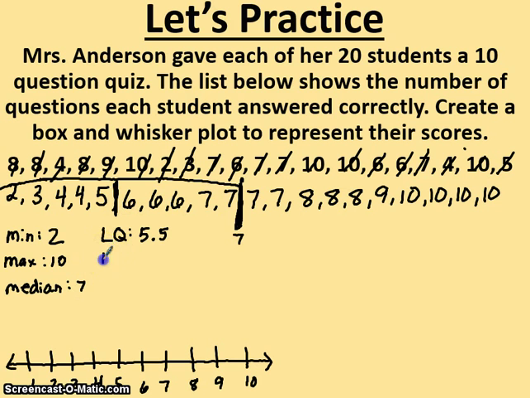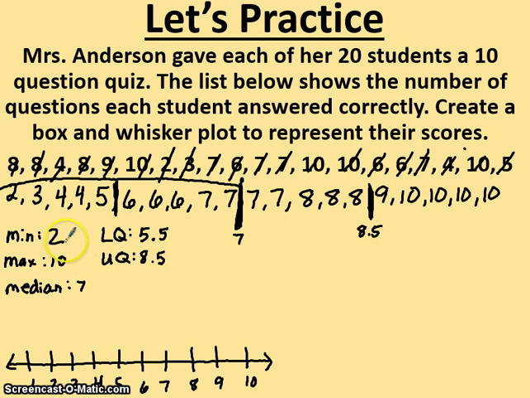Now we need to do the same to find our upper quartile, just using the upper half of the data. There are 10 above the median, so 1, 2, 3, 4, 5 marks the middle. See how each section now has 5 scores. What number is between 8 and 9? 8.5. So our upper quartile is 8.5.